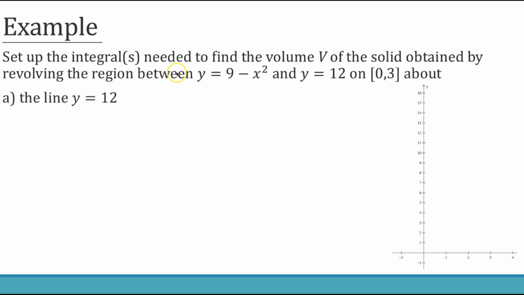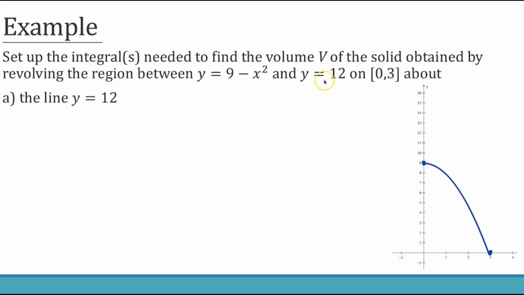Here, let's set up the integrals needed to find the volume of the solid obtained by revolving the region between y equals 9 minus x squared and y equals 12 on the interval from 0 to 3 about, in part A, the line y equals 12. So let's sketch the region. 9 minus x squared is a downward facing parabola with a y-intercept of 9 and an x-intercept of 3. Hopefully we can see setting this equal to 0, we'll get plus or minus 3, and we only want this on the interval from 0 to 3.